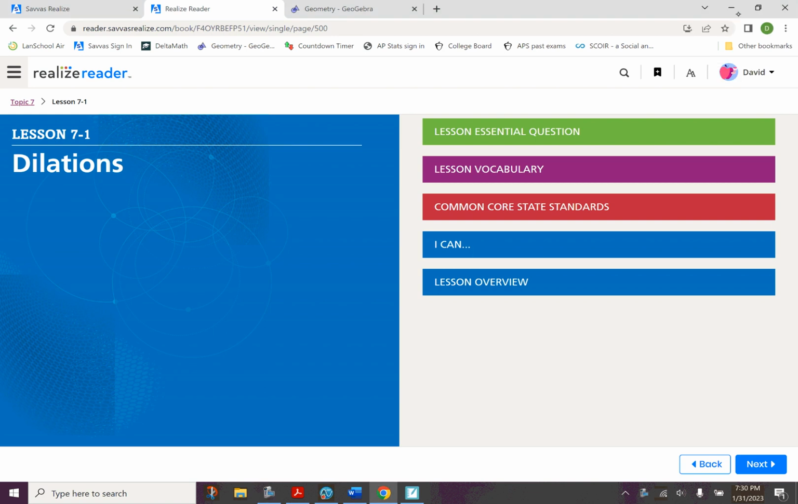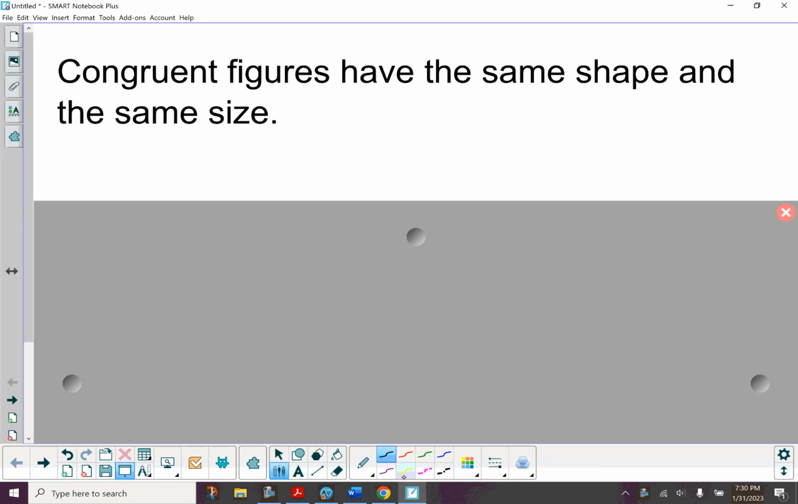Let's take a look at the first section here of chapter 7. It's called dilations. But before we get there, let's take a step back. A long time ago, we talked about how congruent figures have to have the exact same shape and the exact same size. Now, again, the way I just read that was a bit redundant, but that's for emphasis, okay?